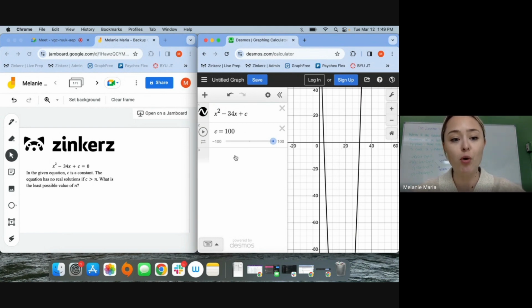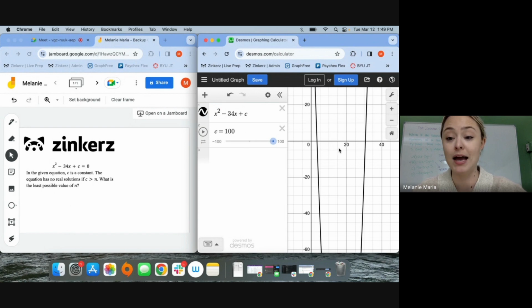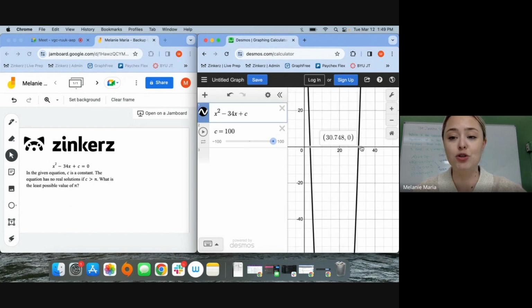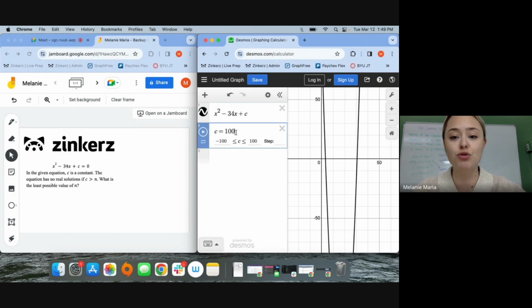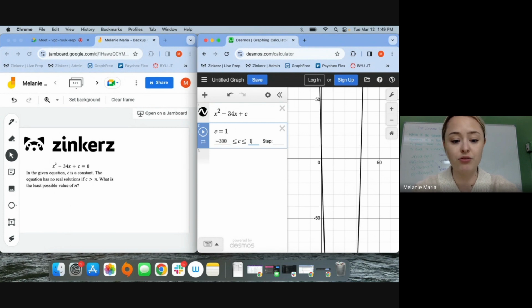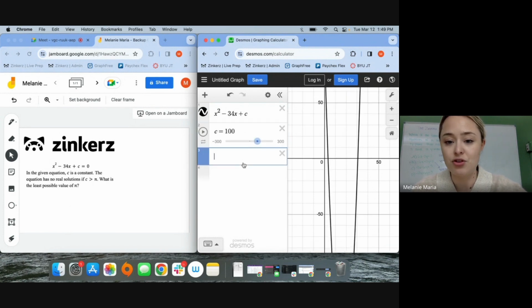Again, we're looking for a value of c where this parabola is not going to intersect my x-axis. And we can see here that it's intersecting at 2 points. So I want to move this parabola in such a way that it rises above the x-axis, so we don't have any real solutions. I'll try this again. Let's try negative 300 to positive 300. And this should actually help us here.